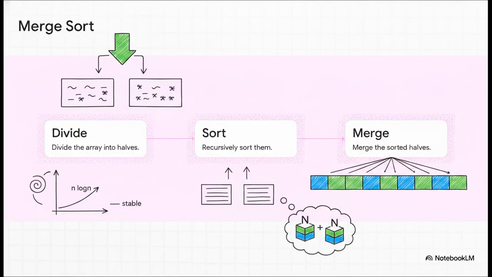Our first heavyweight is merge sort. This uses a totally brilliant divide and conquer strategy. You divide the array into halves, recursively sort those halves, and then merge them back together. This guarantees O(n log n) speed even in the worst case, and it remains a stable sort. But of course, there's a trade-off. It's not in place. It actually requires extra memory space equal to the size of the array. So it's best used for large datasets and external sorting.